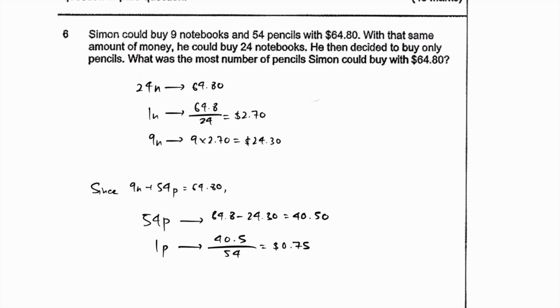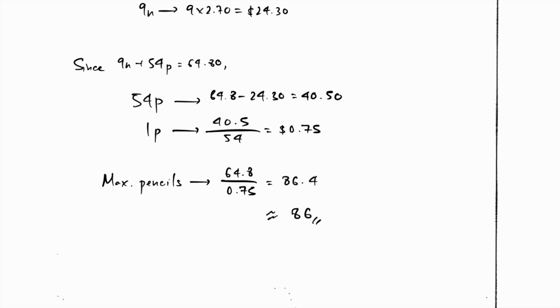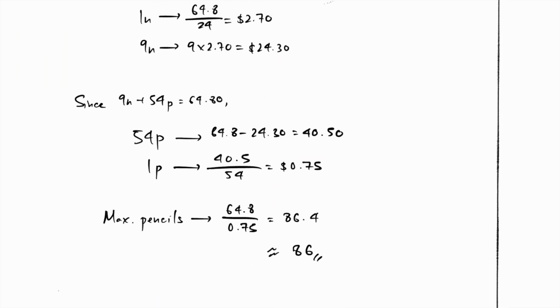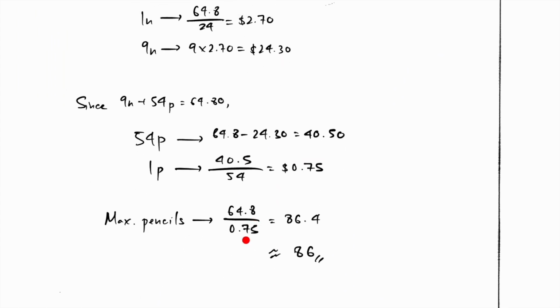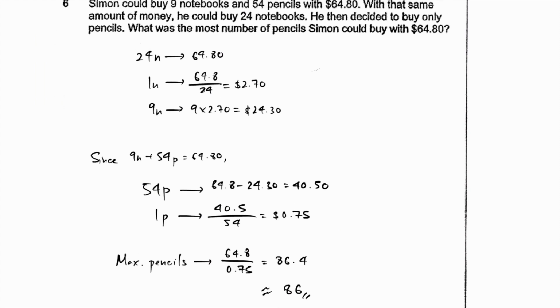So 54 pencils is therefore $64.80 minus $24.30. That would be our $40.50 for 54 pencils, one of which is 75 cents. So with this $64.80, how many pencils could Simon buy? So that's 64.80 divided by 75 cents, that's 86. Of course, you can't have 0.4 of a pencil, so the maximum is 86 pencils.